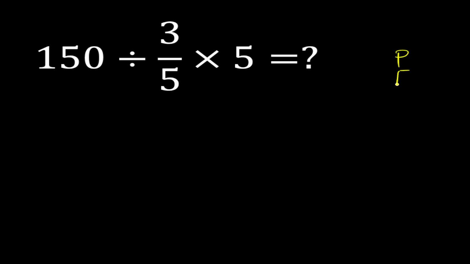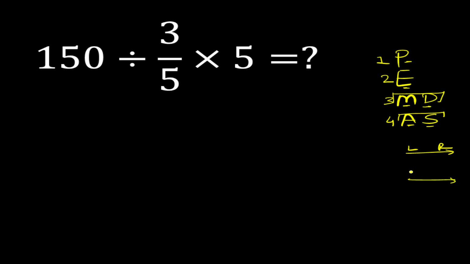PEMDAS. According to PEMDAS, first priority is parentheses, second priority is exponents, third priority is multiplication and division. Here multiplication and division both have equal priority, so we have to solve it from left to right. Fourth and last priority is addition and subtraction. Also addition and subtraction both have equal priority, so we have to solve it from left to right.